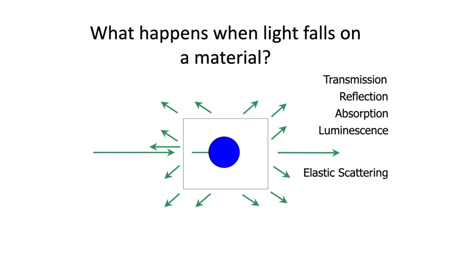Very interesting. But 90% or 80% of the things will be only reflection, refraction, then absorption and luminescence. It's only that 5 to 10% is what the elastic scattering is, and that's what is very useful for us.